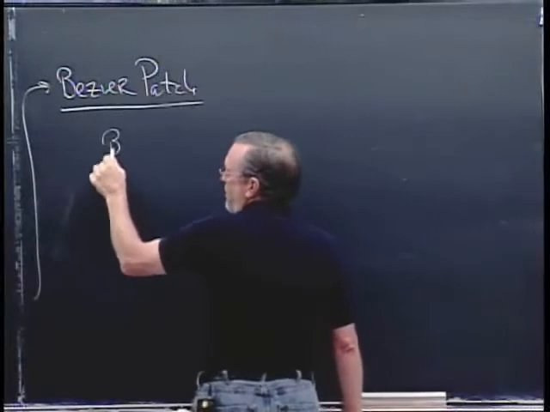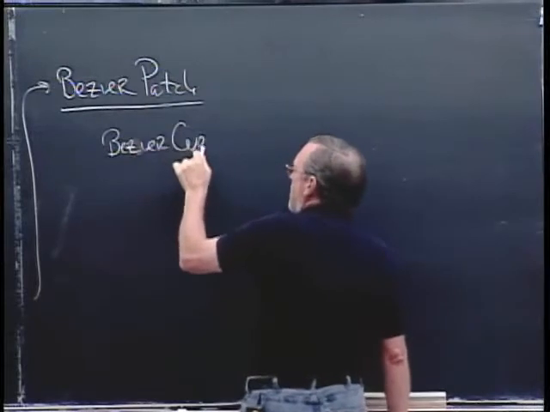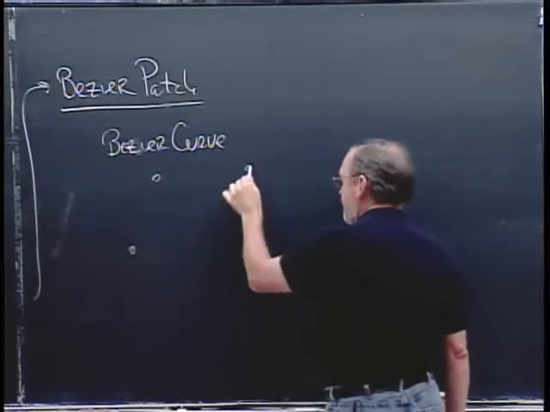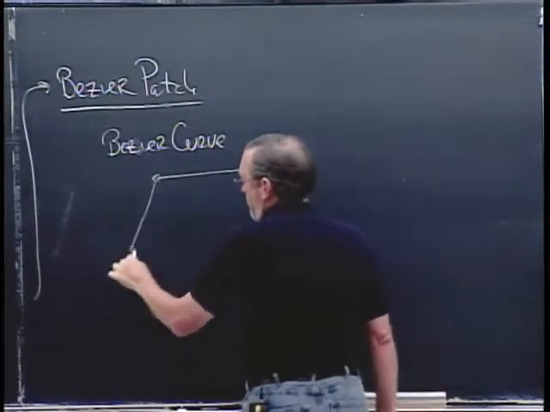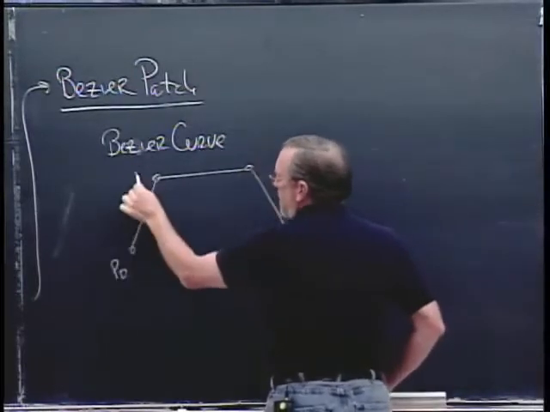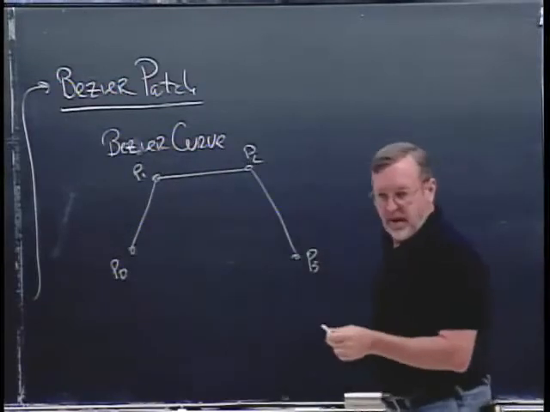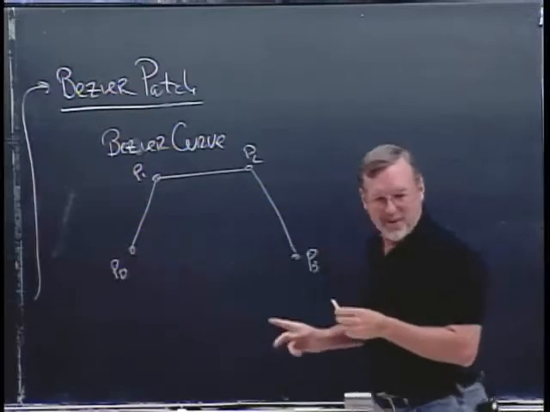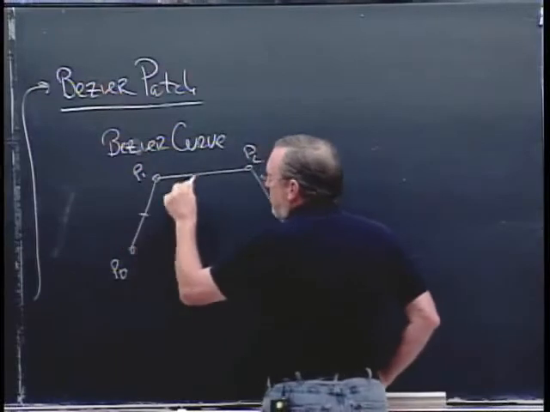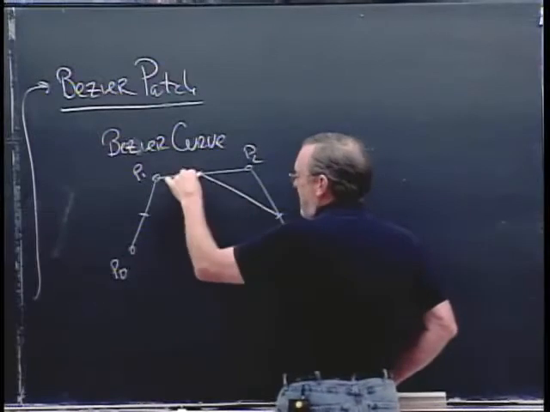Okay, and let me review the Bezier curve for you first. The Bezier curve looks like this. You take control points like this, and what you do is you don't do the 1/4, 3/4 algorithm. You do, I call it the half, half, half algorithm. Okay, that you start taking points halfway along here and connecting the dots.